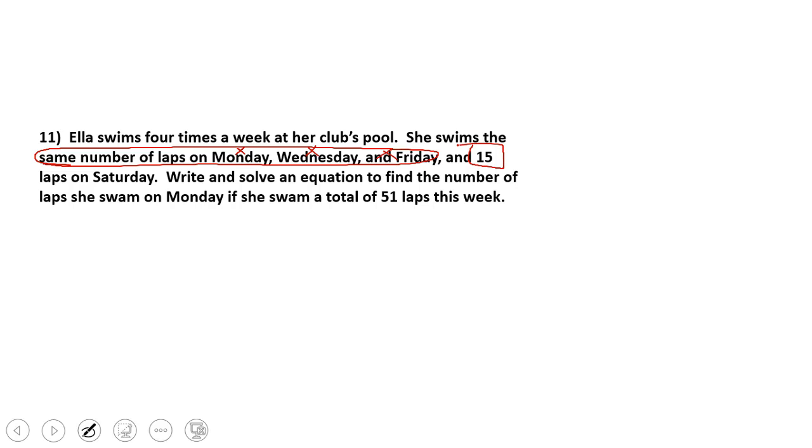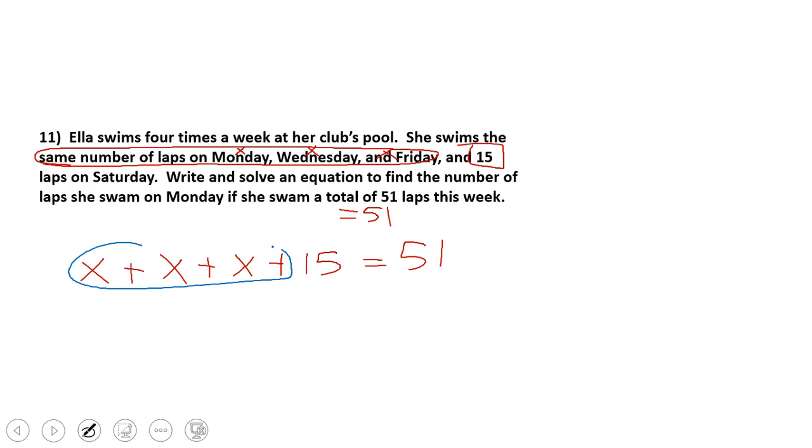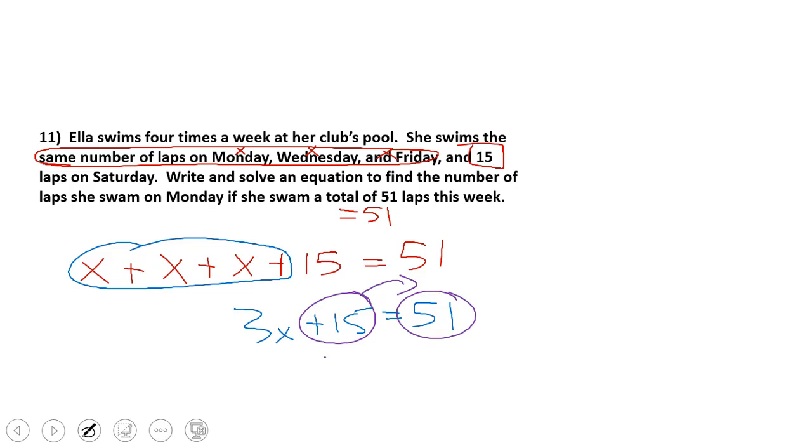And there were 15 laps on Saturday. We know she swam a total of 51. So the whole thing has to equal 51. So we have the Monday plus the Wednesday plus the Friday plus Saturday is equal to 51. Combining like terms, we have 1, 2, 3 X's plus 15 is equal to 51. Continuing to combine like terms, we're going to move the 15 to the other side, so I'm going to subtract 15 from both sides. We have 3x is now equal to, what is that, 36.